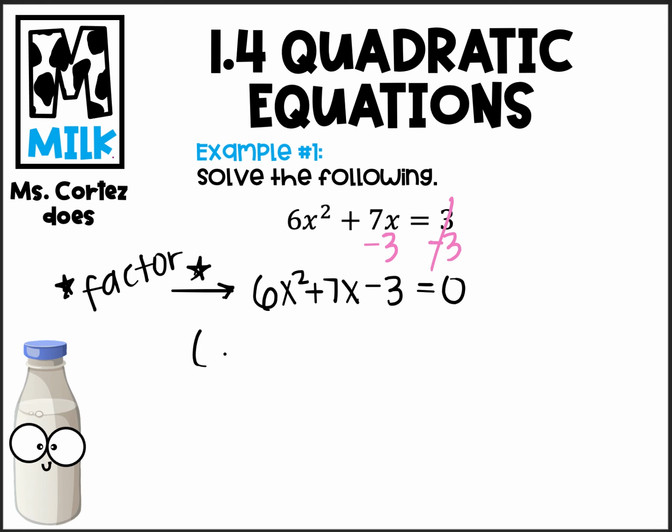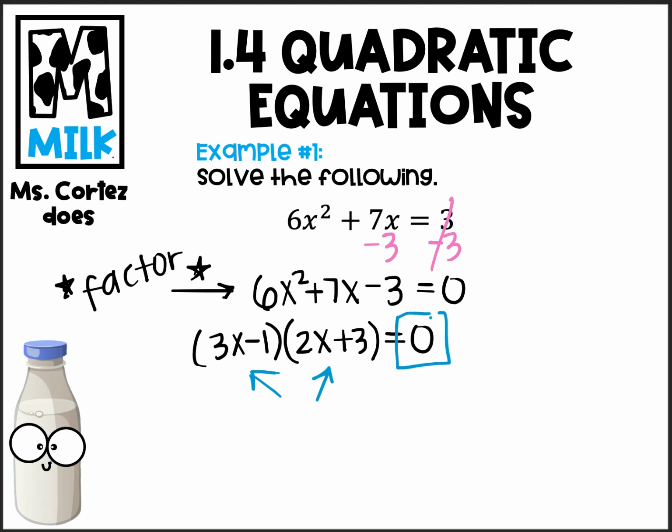After we factor, we get 3x minus 1 times 2x plus 3 equals 0. And then in each of your factors, remember, either this is 0 or this is 0, because when I multiply these two together, I get 0. We're going to set each factor equal to 0. And so for x, 3x minus 1 equals 0, and 2x plus 3 equals 0.